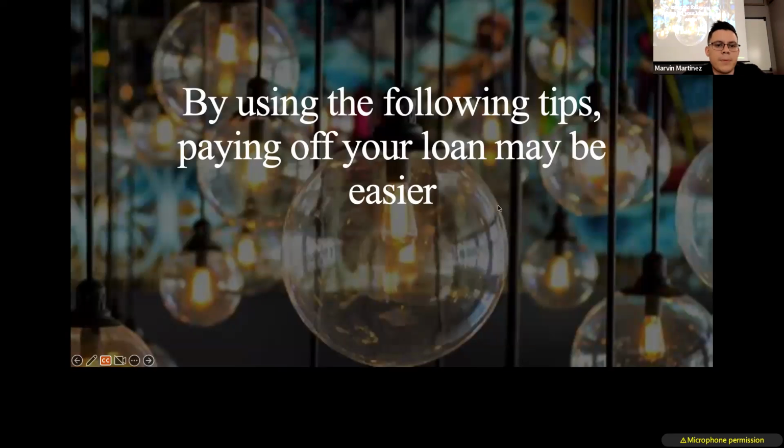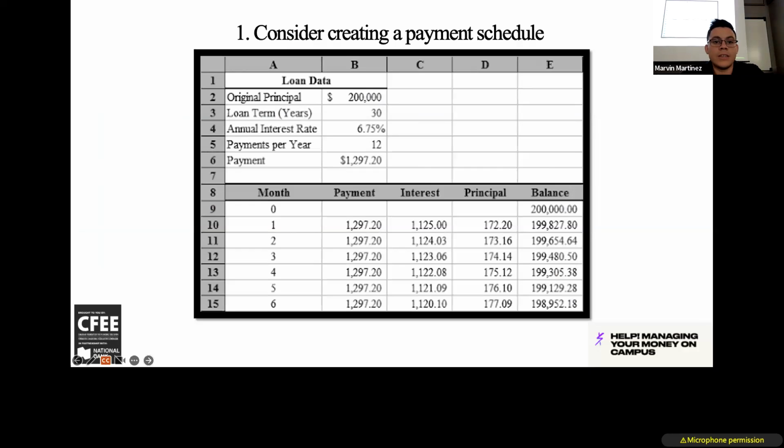So by using the following tips, paying off your loan might be easier. So consider creating a payment schedule, right? So use Excel. It's a really good tool for this type of situation. There are tons and tons of videos online where they are going to show you how to use the formulas, right? So you need to do your schedule. This will allow you to use some of the financial functions that Excel has, and also it will give you a target, to know every month or every 2 weeks, how much should I pay?